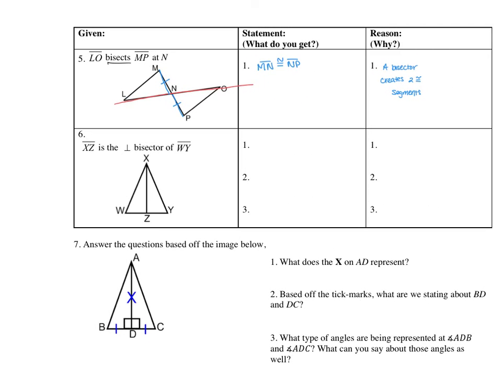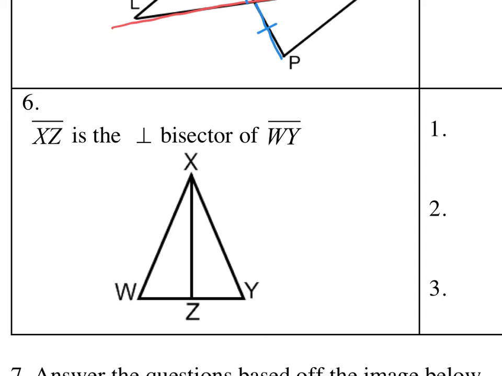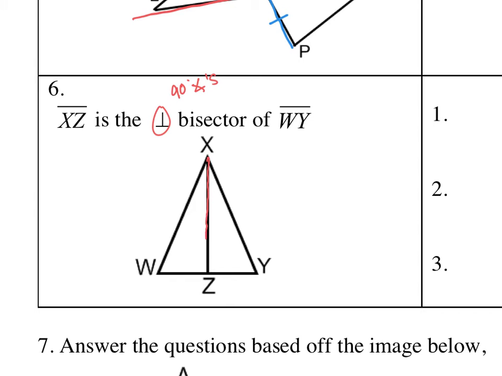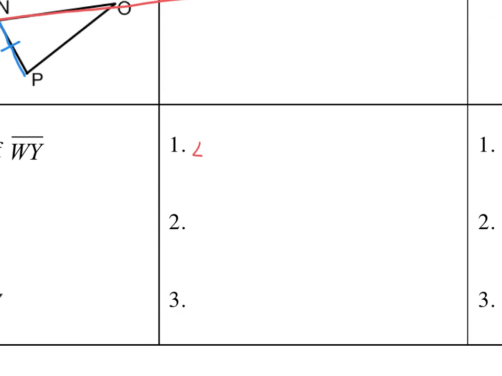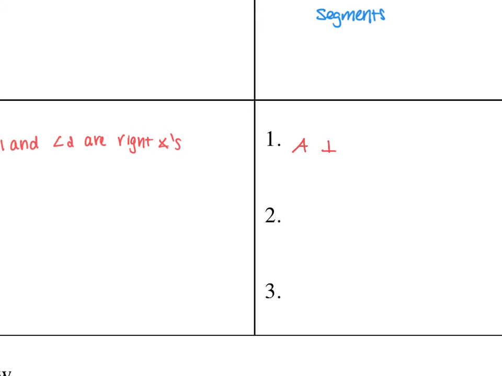Now comes the challenging one. XZ is the perpendicular bisector of WY. Remember, let's take it step by step. You have to say three things whenever you have a perpendicular bisector. We know perpendicular, we're going to have 90-degree angles. So if I look, XZ is the perpendicular bisector of WY. I can put a 1 and a 2 here, and I can say angle 1 and angle 2 are right angles. My reasoning, a perpendicular bisector creates two right angles.